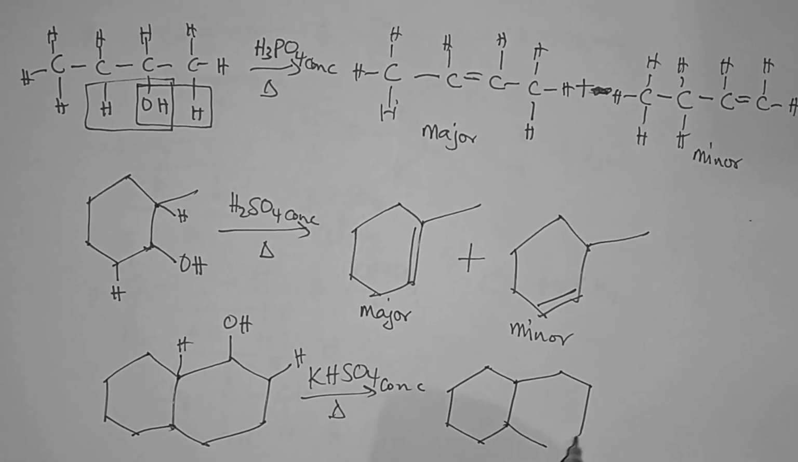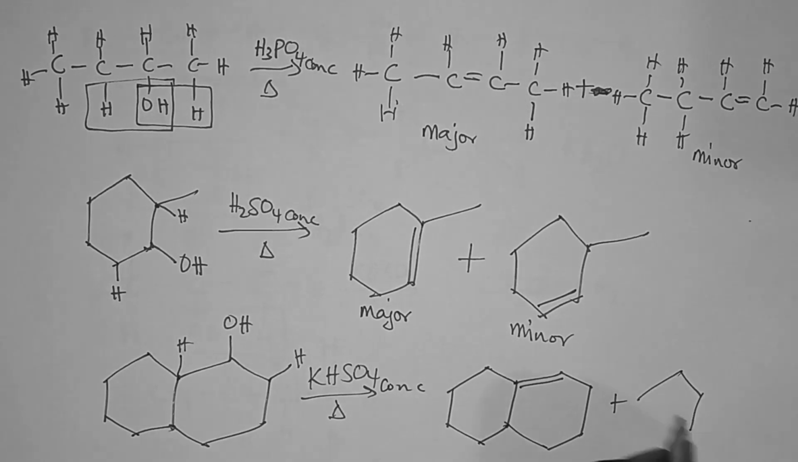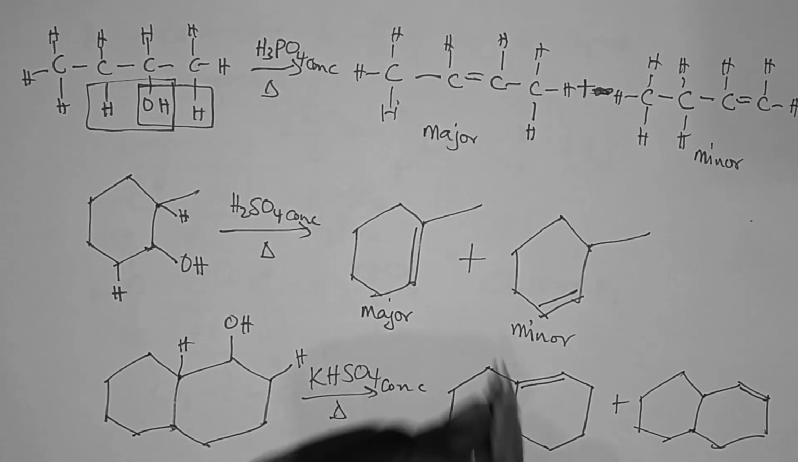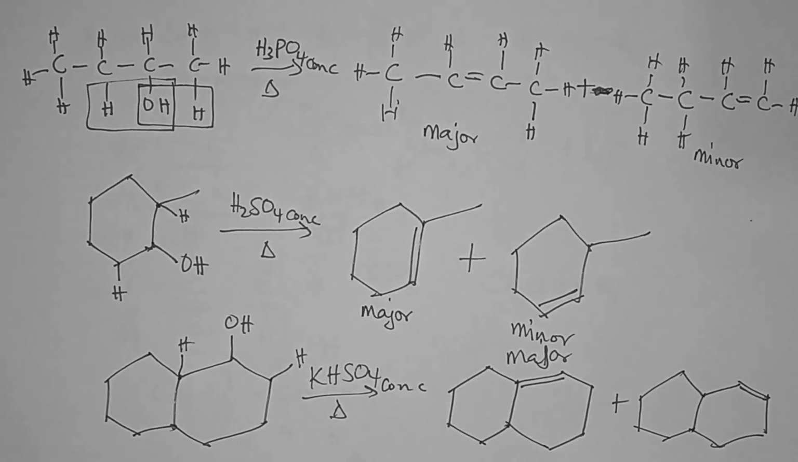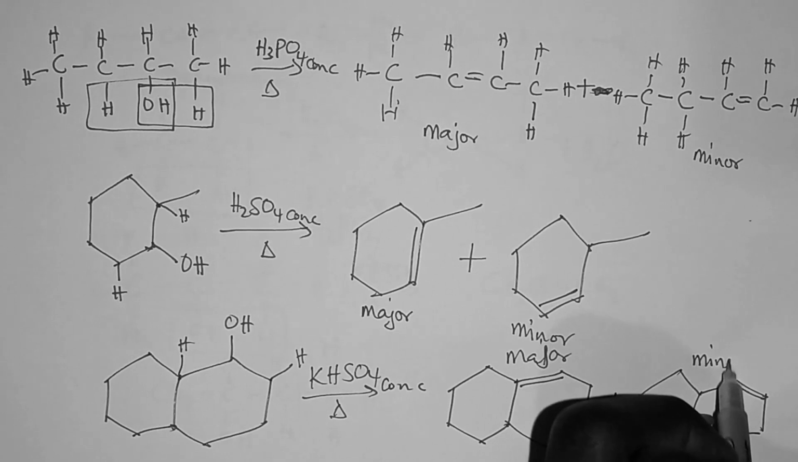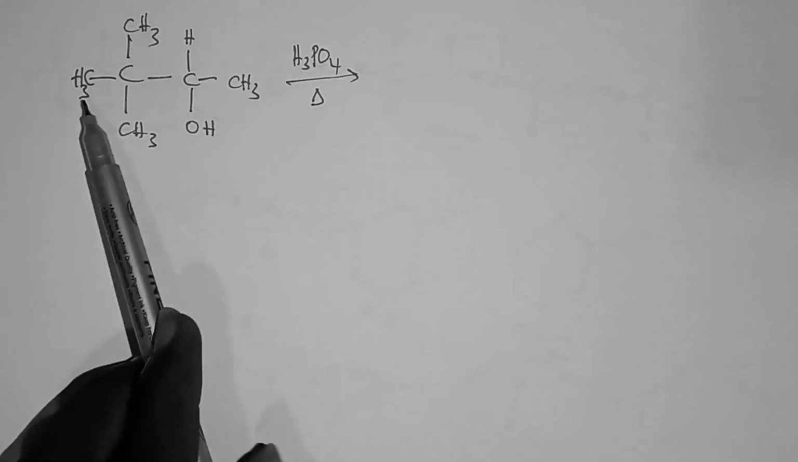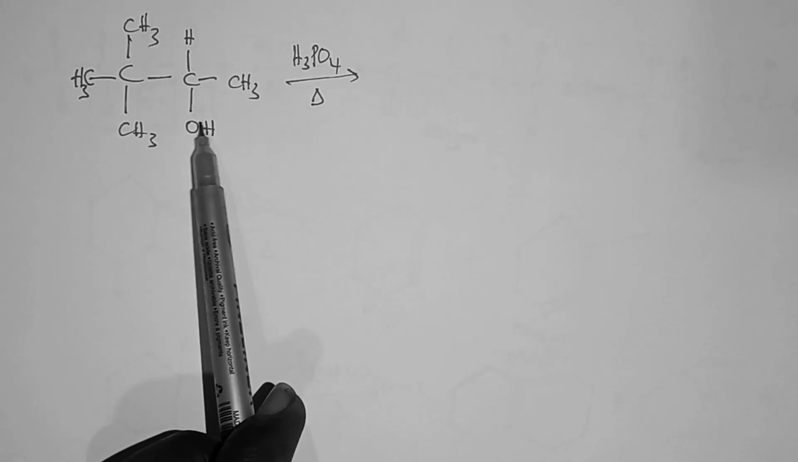We can form this alkene over here, or we can form this one over here, which is this alkene. However, this will be the major product, and then this will be the minor product, because this is the more substituted alkene.